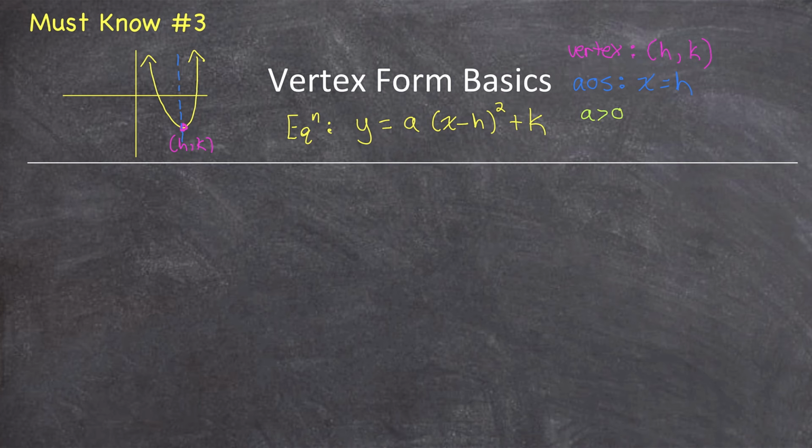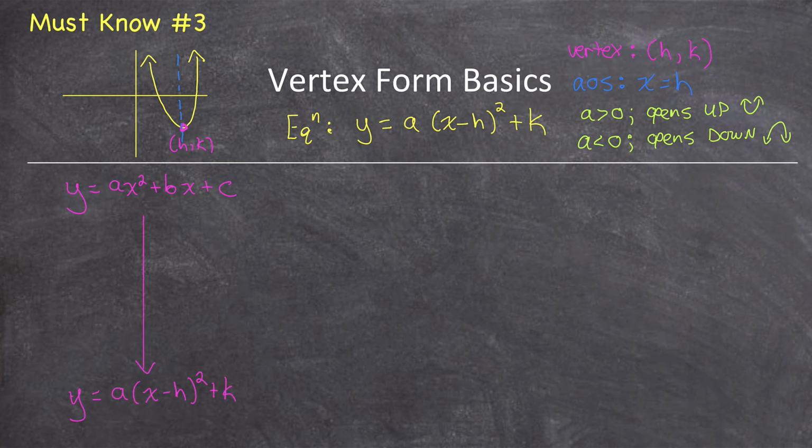If a is greater than 0, the parabola opens up, and if a is less than 0, the parabola opens down. Now let's say we had a quadratic that was in standard form, and you were interested in the vertex of that parabola. What you could do is convert it to vertex form through a process called completing the square. And let me give you an example of that.